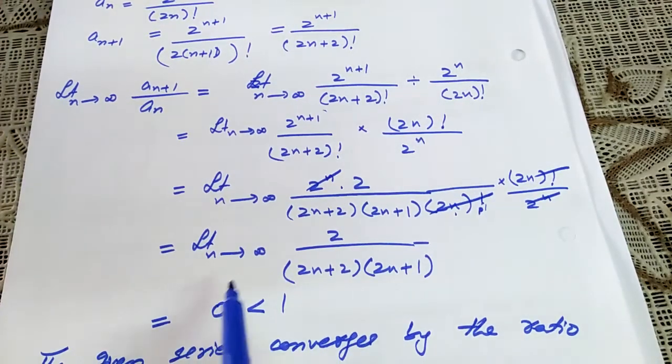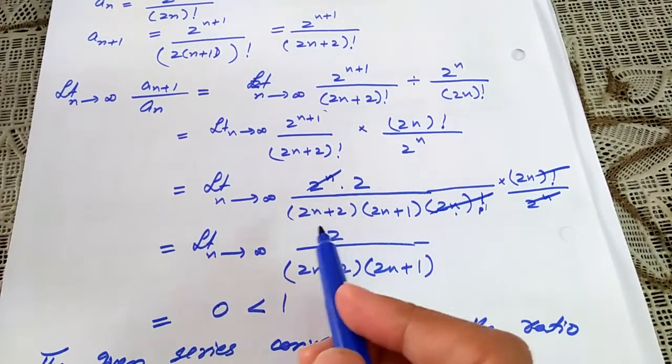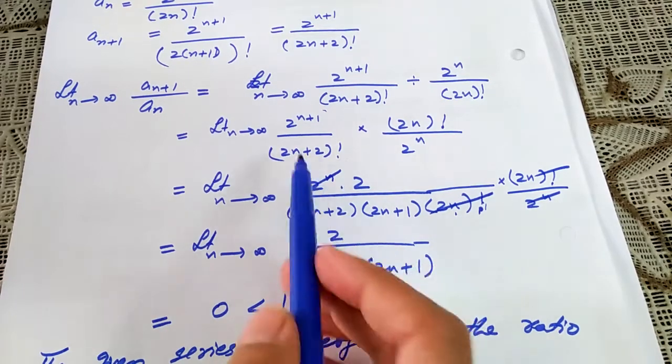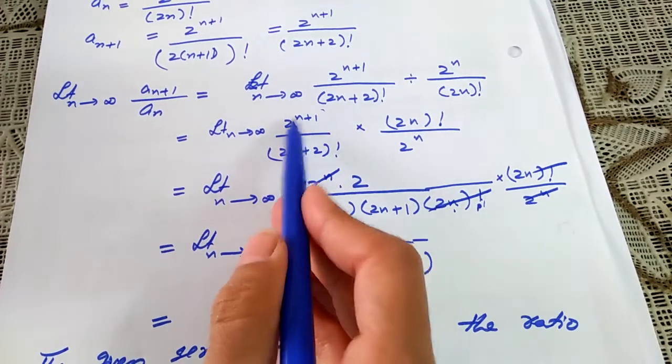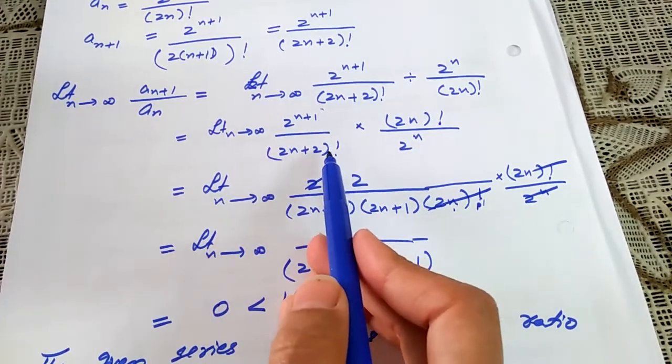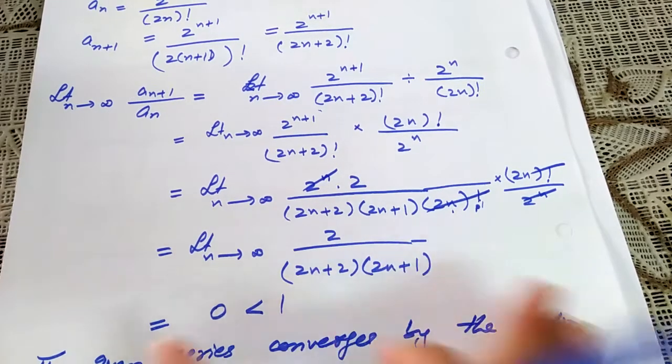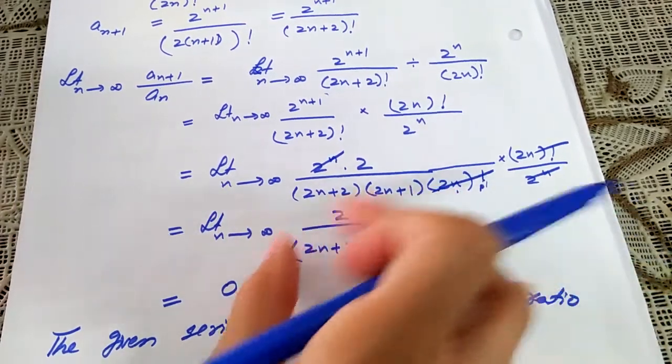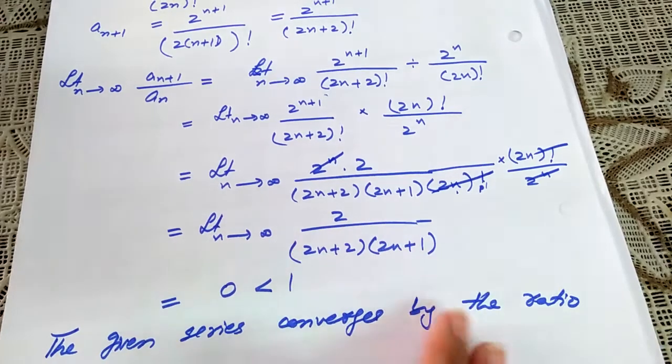So you see, this ratio test is easy to apply. But the one thing that you need to be conscious of, that you must know, is how to open the powers and how to open the factorials. Then you can easily figure out what the ending function will be, and then apply the limit.